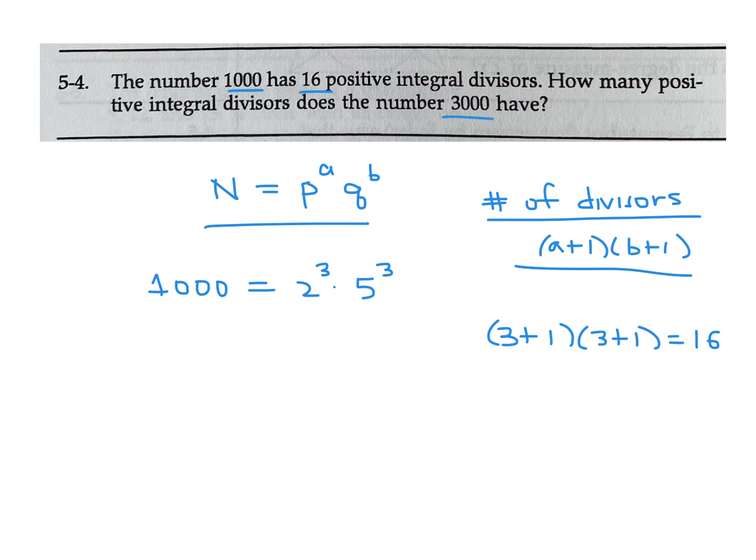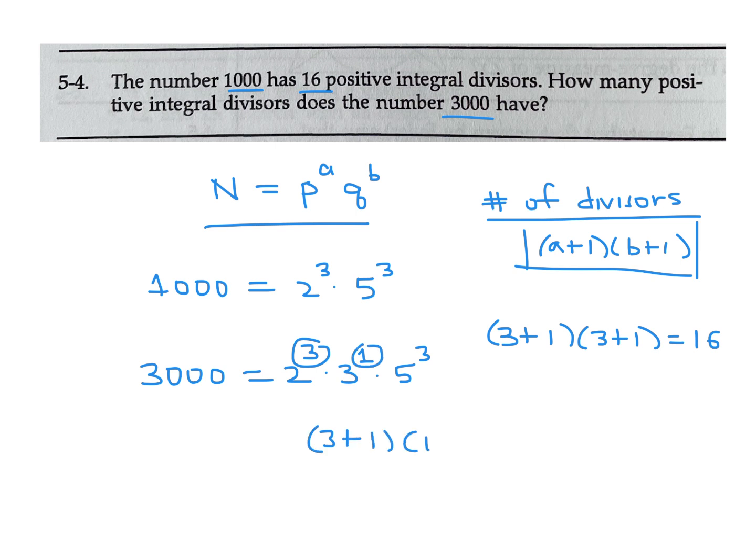Now they're saying do the same thing for 3000. Okay, not a problem. I can do it for 3000. I think that prime factorization would be 2 to the power of 3, 3 to the power of 1, and then 5 to the power of 3. So using this formula now, it would be this plus 1, this plus 1, and this plus 1. And so that's going to be 4 times 2 times 4, and that is 32.